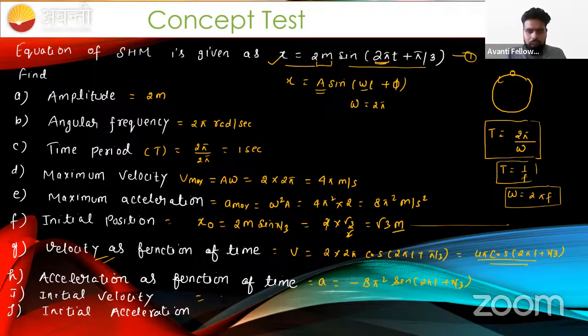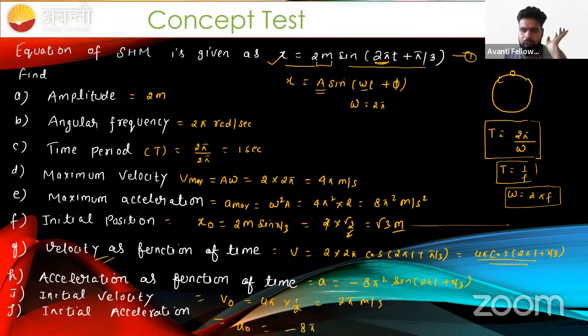To find the initial velocity, put t equal to 0 here, and this will be 4 pi cos(pi by 3), that is 1 by 2, and this value will become 2 pi, unit meter per second. In the same manner, if you want to find the initial acceleration, see where the general equation of acceleration is. This is the general equation. Put t equal to 0 here. If you want to write only the magnitude, no problem; if you want to write with magnitude and direction, you can.